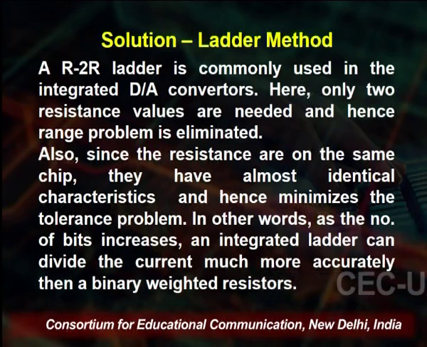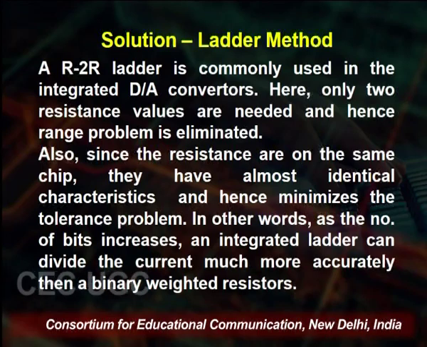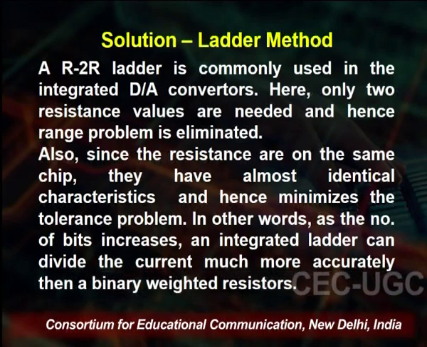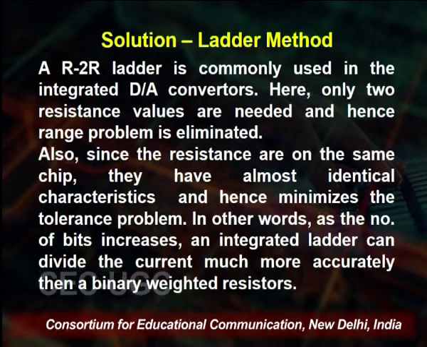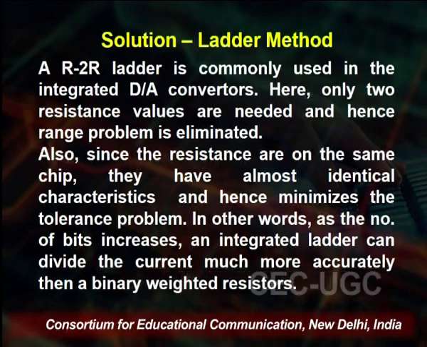In this R2R ladder method, we have resistances which have only 2 kinds of values. One is R and one is 2R. And since these resistances are on the same chip, they have almost identical characteristics and hence this minimizes the tolerance problem. So, if we look at it in another way, as the number of bits increase, the integrated ladder can divide the current much more accurately than in the case of binary weighted resistances.